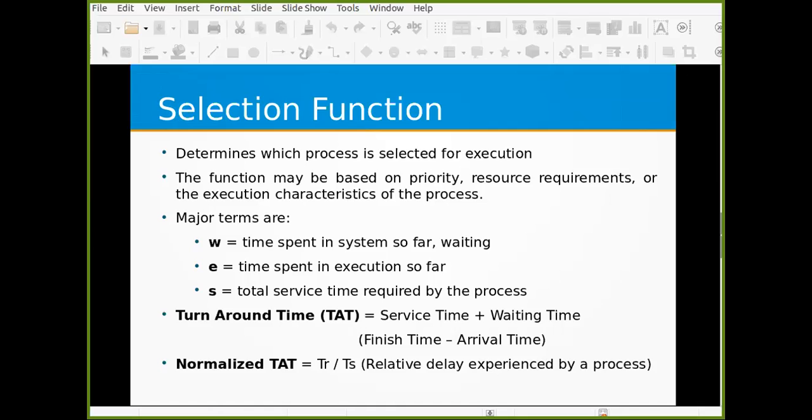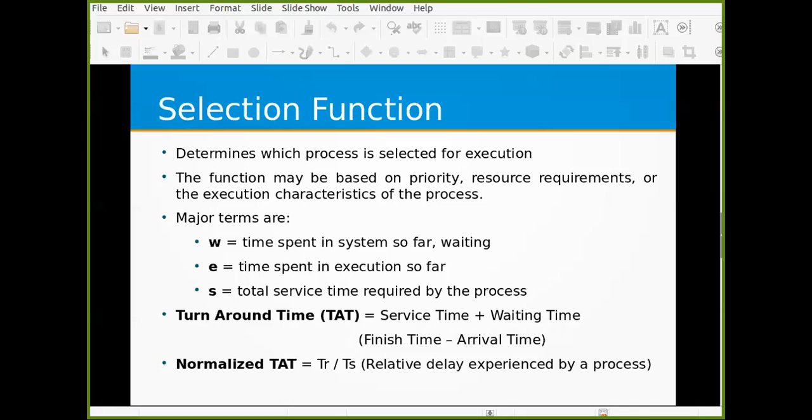So a number of criteria are there based on which the selection function works according to the strategy. Now, before we start the actual discussion of these scheduling strategies, let us understand a few terms, where W represents time spent in system so far, that is waiting. Basically, it represents waiting time. E is time spent in execution so far. E is the time that the process has spent in execution, the duration for which it has already executed.